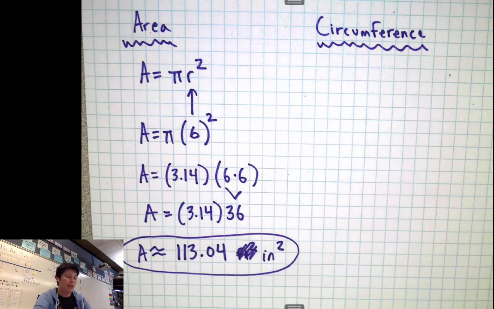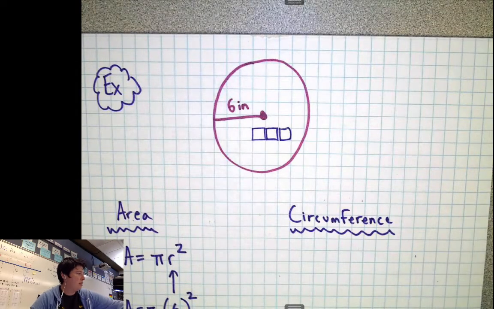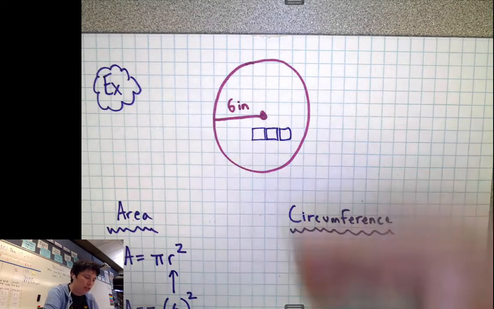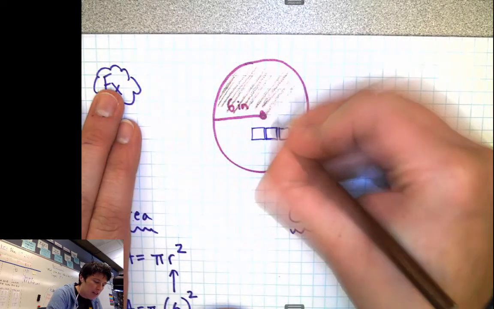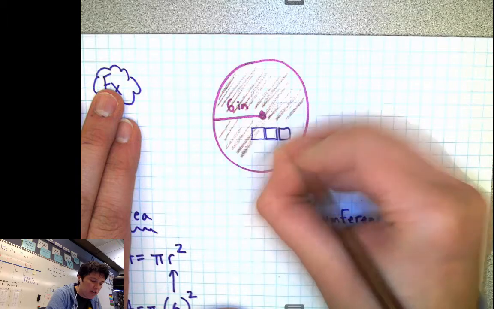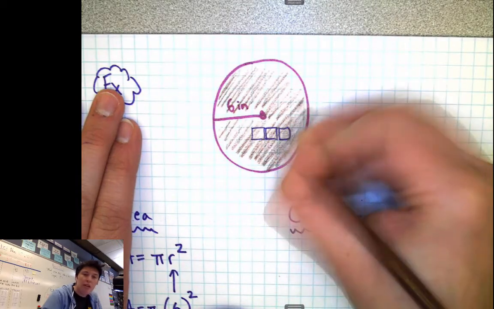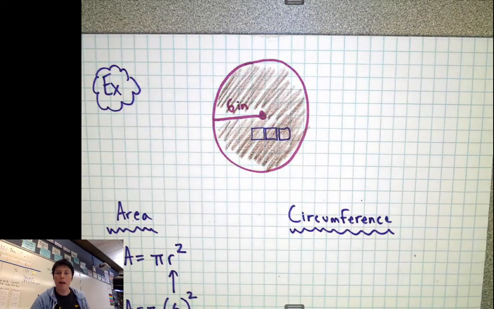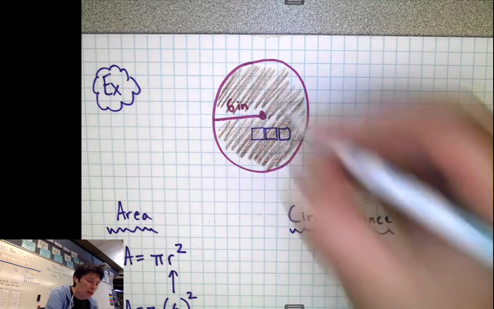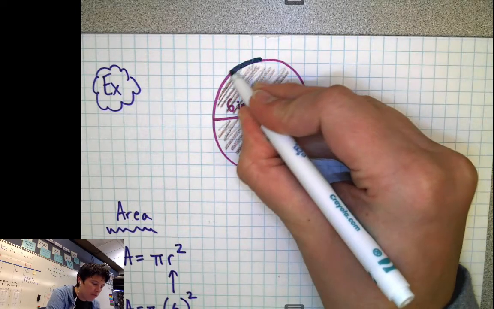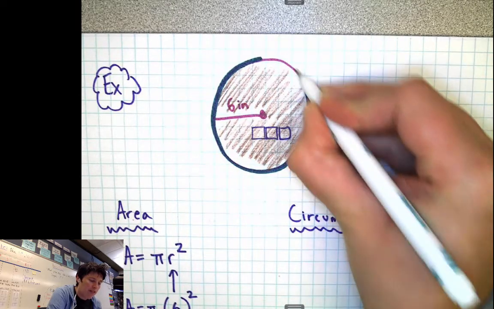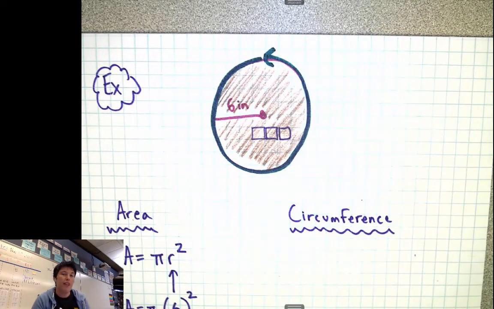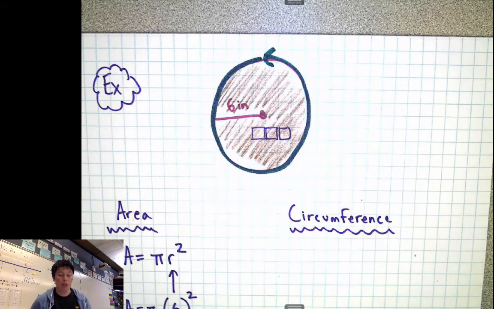Let's find the circumference around the outside now. So we know if I shaded my circle in with a colored pencil, that the space inside of here measures about 113 square inches. That's what we just figured out. But now I want to figure out, okay, what if I walked around my circle, all the way around? How far around the circle is it? That's the circumference. So we're going to switch formulas now.